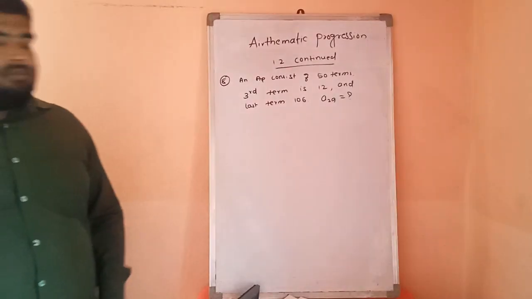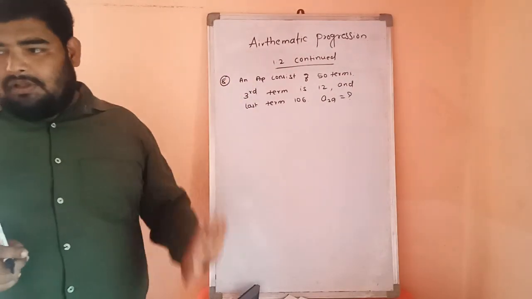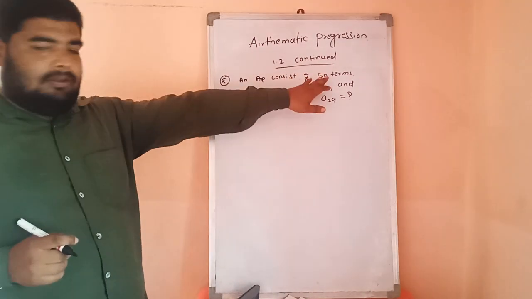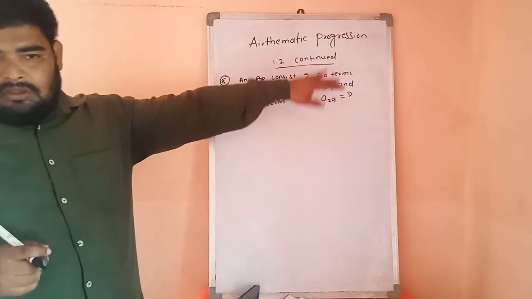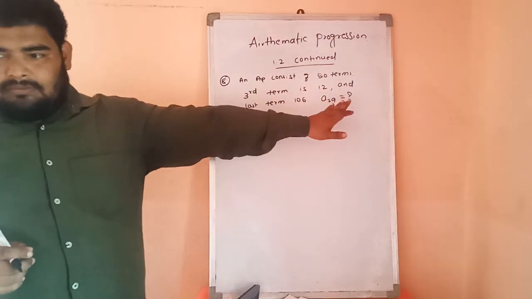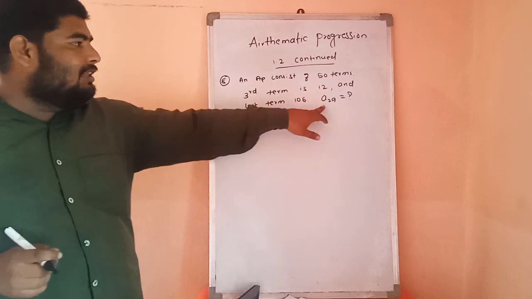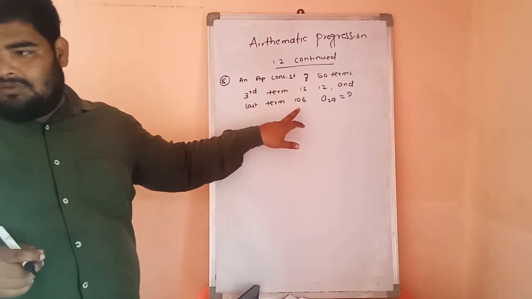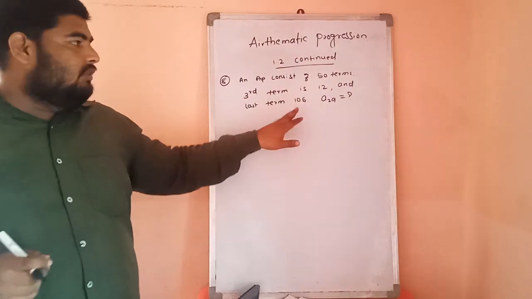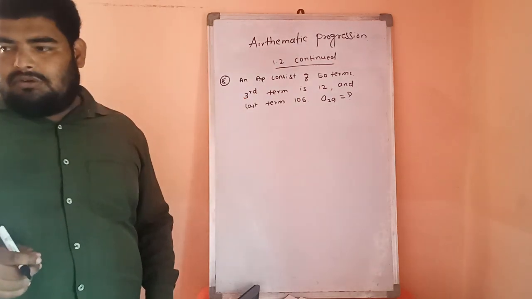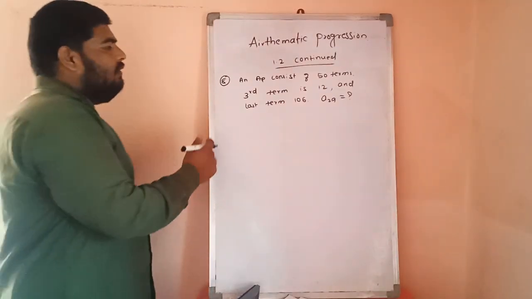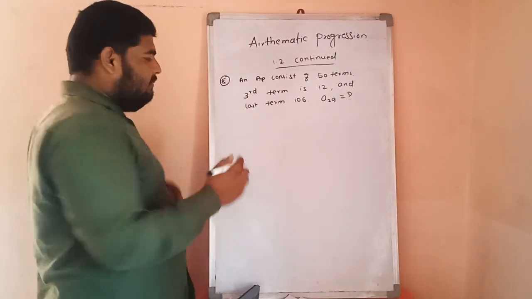So here the question is: one arithmetic progression has a total number of terms, 50. And in that the third term is given, that is 12. And the last term is nothing but A50, since 50 terms are there. So A50 is how much? 106. So what we have to find is A29. Same as what I did in the seventh problem.